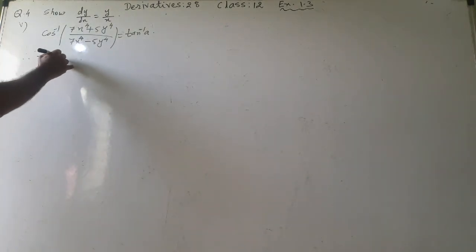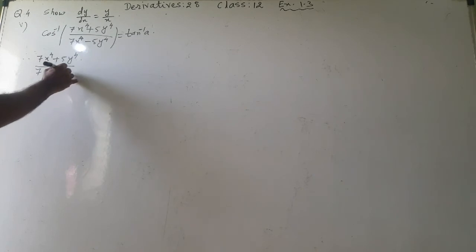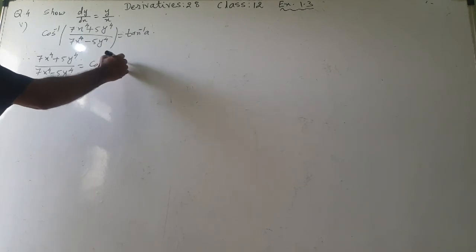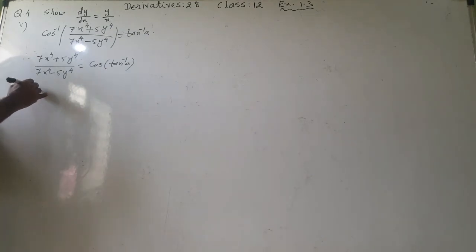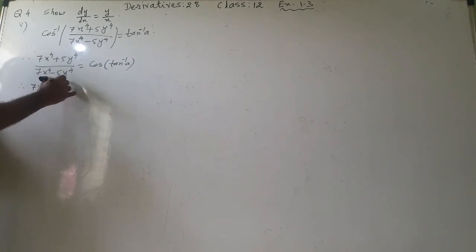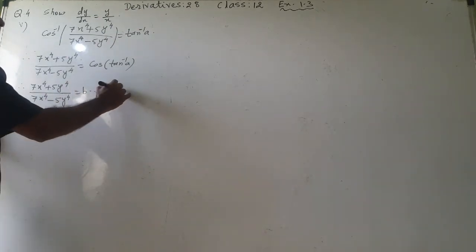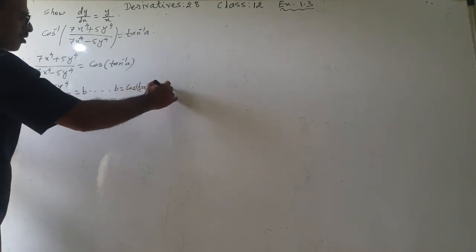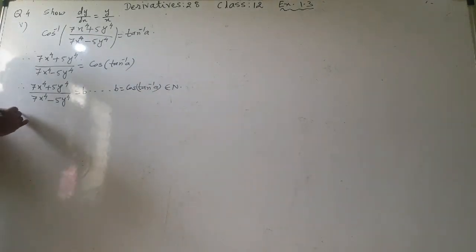7x raised to 4 plus 5y raised to 4 upon 7x raised to 4 minus 5y raised to 4 is equal to cos of tan inverse a. Now for this I will substitute b. Therefore 7x raised to 4 plus 5y raised to 4 upon 7x raised to 4 minus 5y raised to 4 is equal to b, where b is equal to cos of tan inverse a, and it belongs to n. That statement you should write. As a scholar student, you know what to write and what not to write.